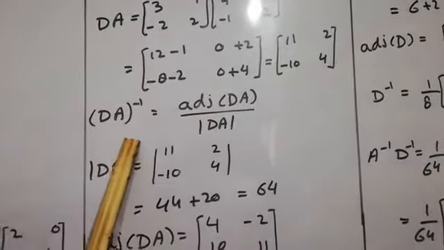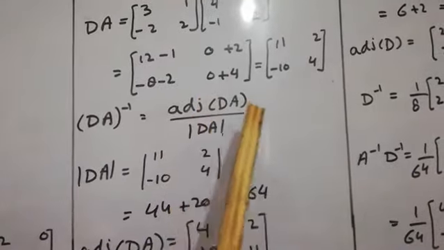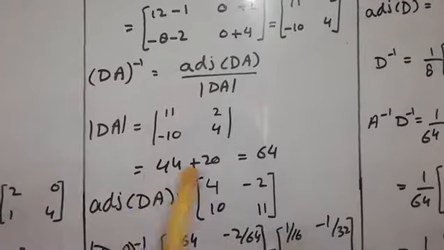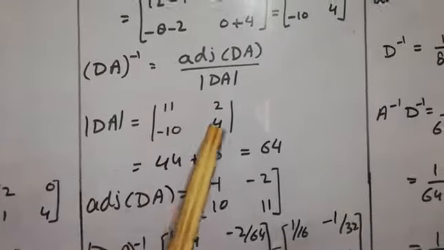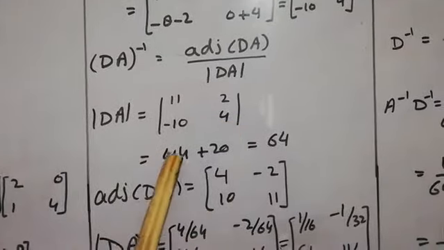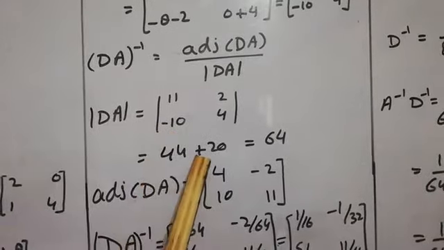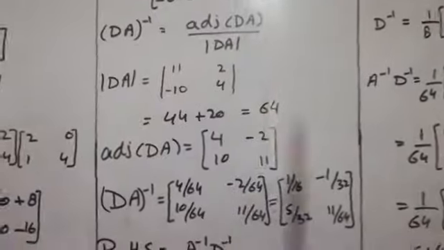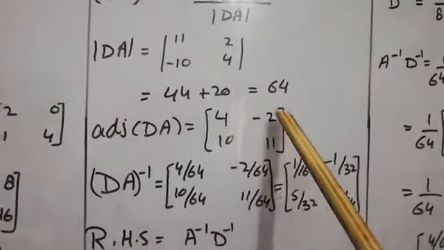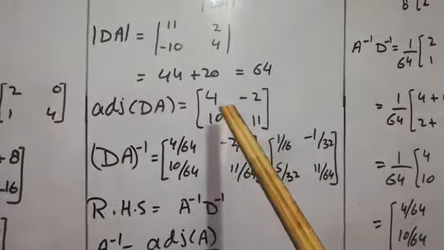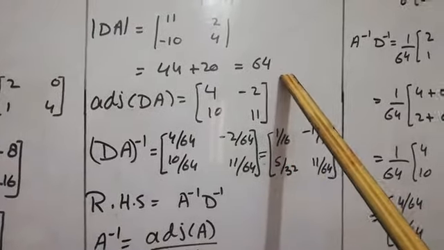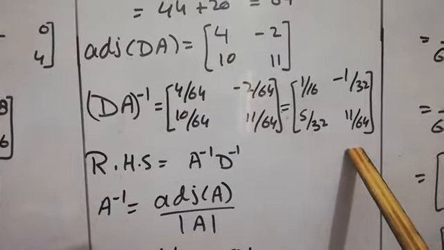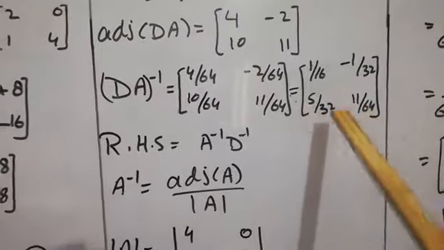Now we will find (DA) inverse, which is equal to the adjoint of DA by the determinant of DA. By taking the determinant of 11, 2, minus 10, 4, 4 11s are 44, plus 2 10s are 20, which is equal to 64. Adjoint of DA is 4, minus 2, 10, 11. Now my dear student, we will multiply all the entries by the determinant value and get 1 by 16, minus 1 by 32, 5 by 32, 11 by 64. This is our first answer.